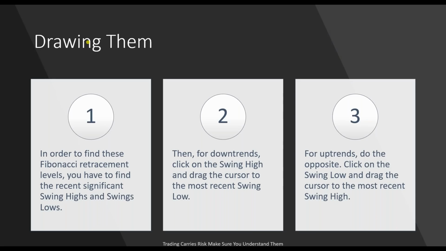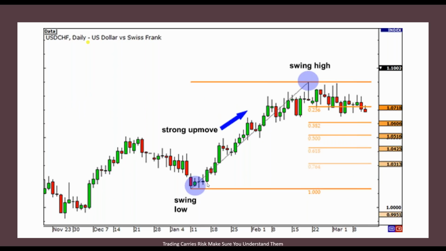Okay, so now we've seen we pulled this down. It was in a downtrend, so we pulled the fib grid down. In an uptrend, we do the opposite. We locate the strategic or the important swing high and the swing low.